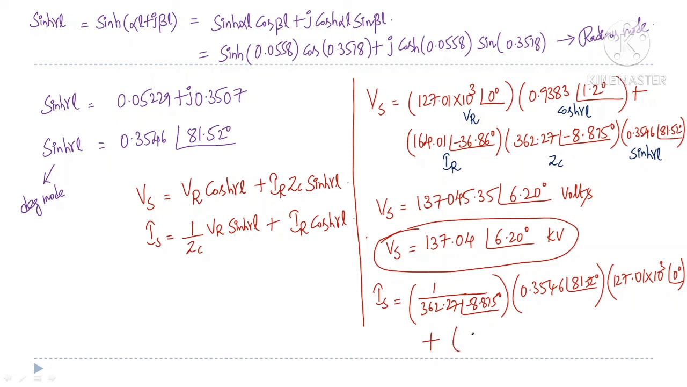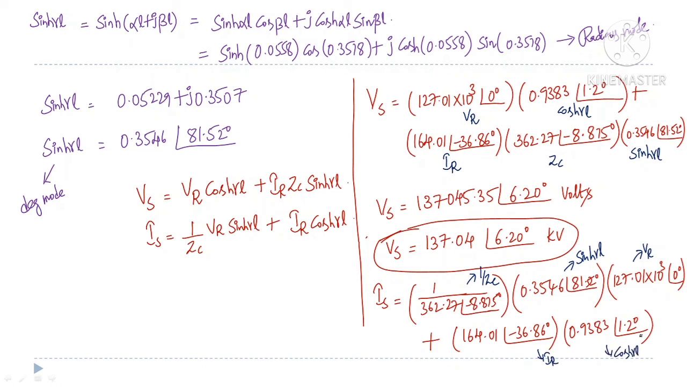What is IR? It is 164.01 at an angle minus 36.86 degrees, multiplied with 0.9383 at an angle 1.2 degrees. Let me mention what these terms are. This is the 1 by ZC value and this is the sinh γL value and this is the VR value and this is the IR value and this is the cosh γL value.